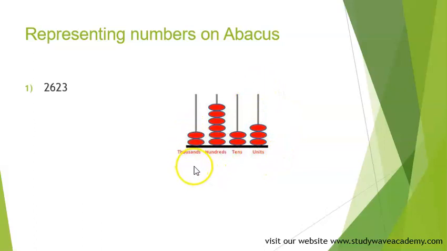We have 2623. Okay? 2000 represents thousand, 600 represents hundred, 20 represents tens, and 3 represents ones. Do we get that? Let's look at another example.